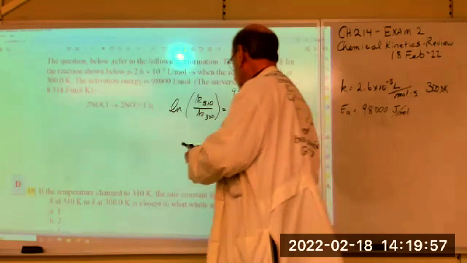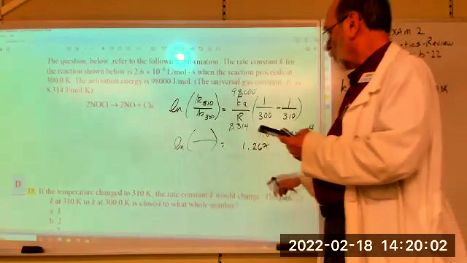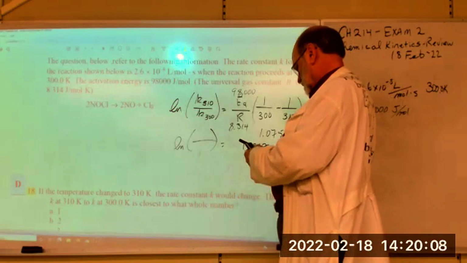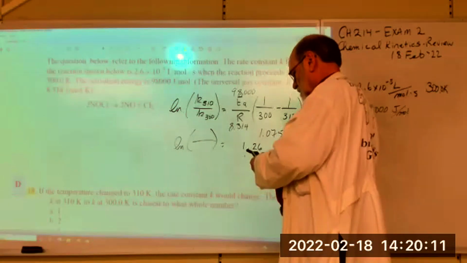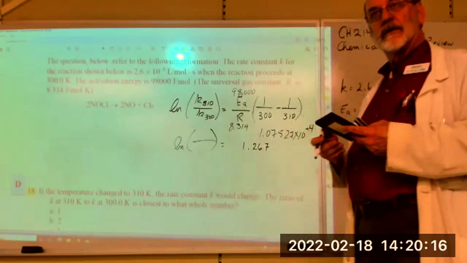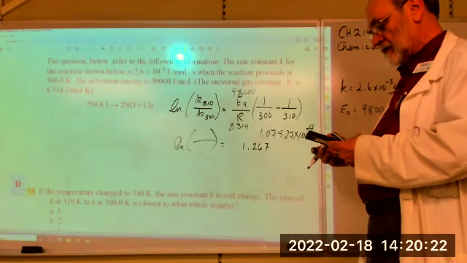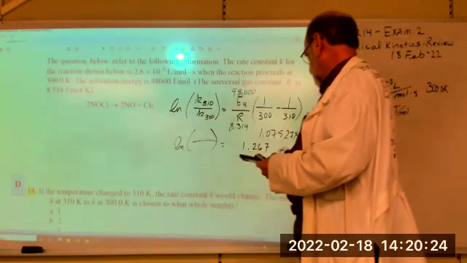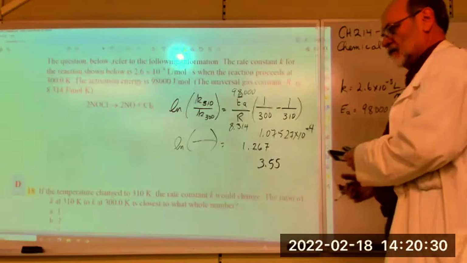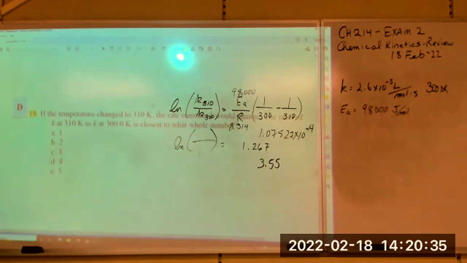And that is 1.267, which is equal to the log of that ratio. So the ratio itself is actually the anti-log of this value. So we just need to take the anti-log of this value. Here it is. 3.55. So it's nearest to the whole number, 4. Right. Yep, there we go.